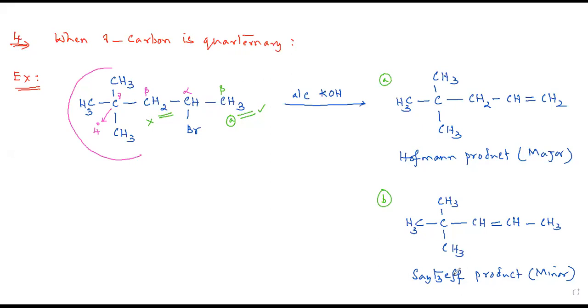Okay. First one is when the leaving group is poor. The second one is when the leaving group is bulky. Third one is when the base used is bulky. And this is when the gamma carbon is quaternary. So these are the four exceptional cases wherein we get Hofmann product as the major one. Very important.